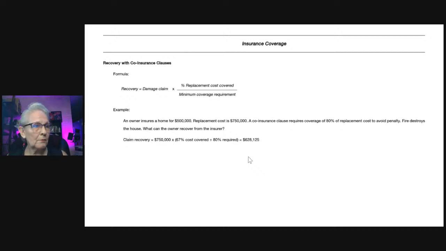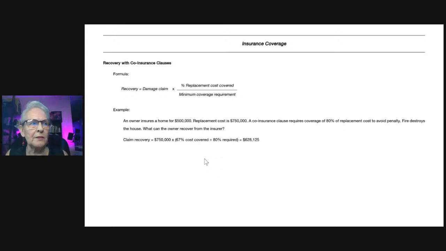Oh, no, what I got. No, I'm sorry. So they're covering 67%. So you use the, I'm sorry. So it's 0.67 divided by 80%. The way I explained it was incorrect. So 80% is required out of the 67% cost that is covered. Then we get a percentage of 0.8375 times 750 gives us 628,000.